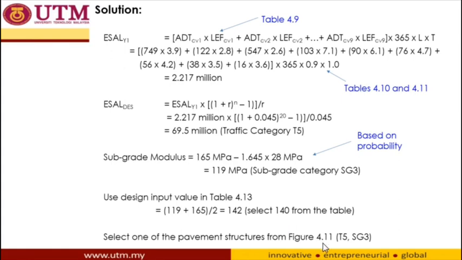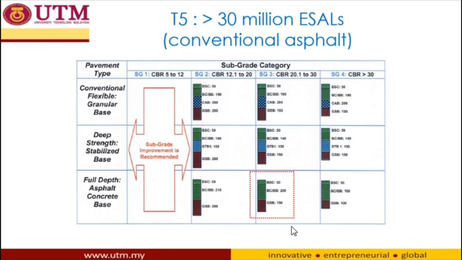Using T5 and SG3, select the thickness design. As referred to the catalogue and the slide, the design thickness for full depth asphalt pavement consists of 50 mm of wearing course, 200 mm of combination binder course and base course, and finally 150 mm of granular sub-base.